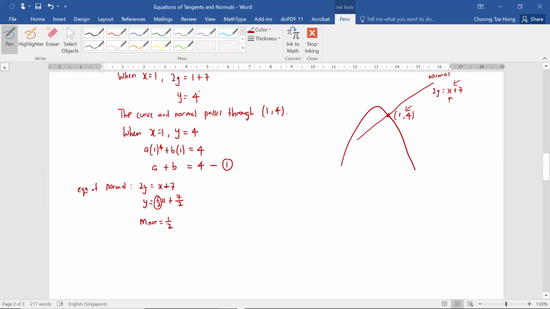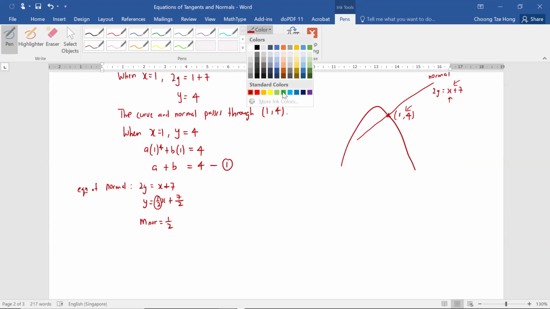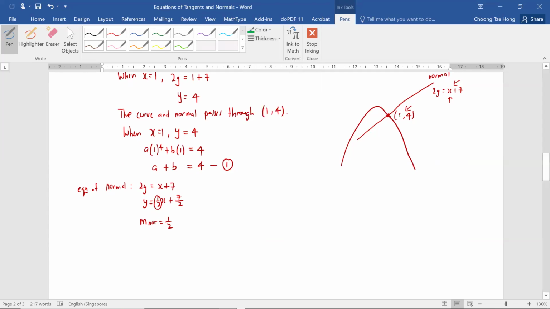Okay, so the tangent is perpendicular to the normal. Where will the tangent be? The tangent will be over here, like that. The tangent is always perpendicular to the normal. So from here we can find the gradient of the tangent, because since they are perpendicular, the product of the gradient of the tangent times the gradient of the normal will give us -1. So gradient of tangent times half gives -1, so the gradient of the tangent will be -2.